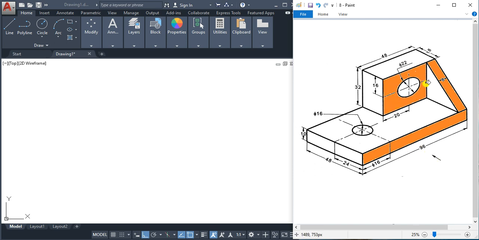And in this direction, this hole is also visible. It is of 22 diameter, and if you see the depth of hole, that is 18. And in this direction, we have to indicate one more hole of diameter 16. So this will indicate with the dotted lines. So let us draw the front view of this object.